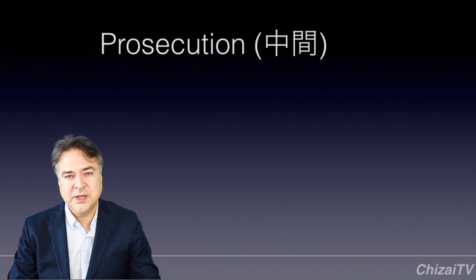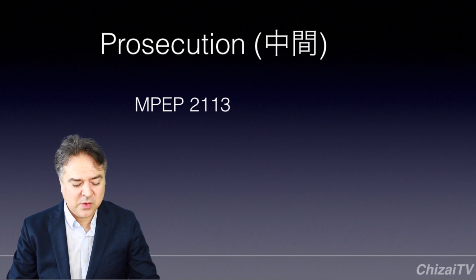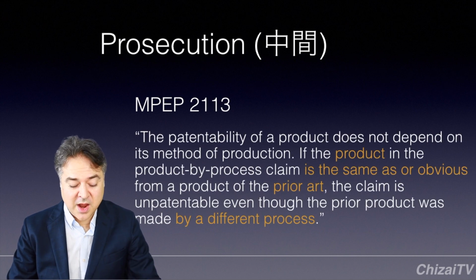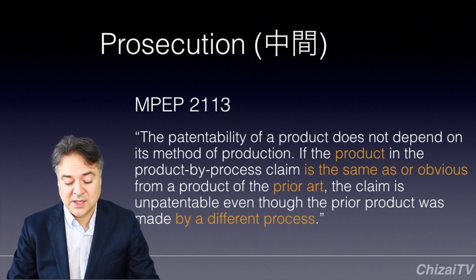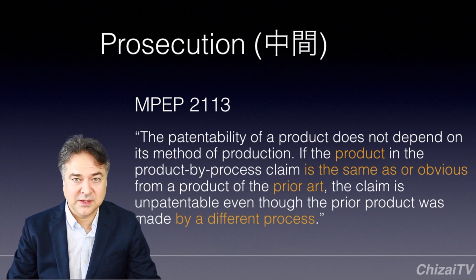So mainly we will be discussing MPEP 2113 regarding product by process language. And so during prosecution, this portion of the MPEP states, the patentability of a product does not depend on the method of production. If the product in the product by process claim is the same or obvious from a product in the prior art, the claim is unpatentable even though the prior art product was made by a different process.